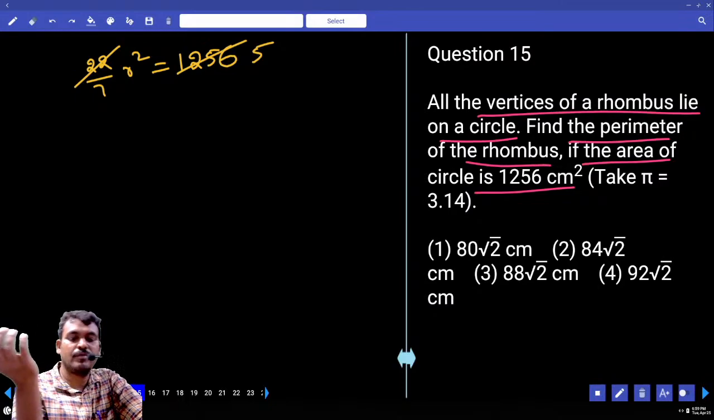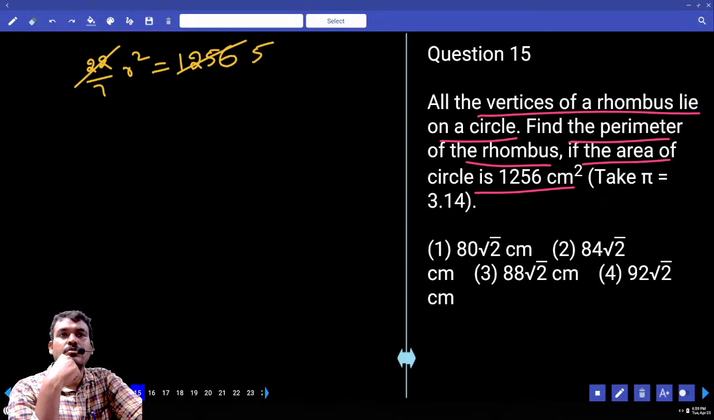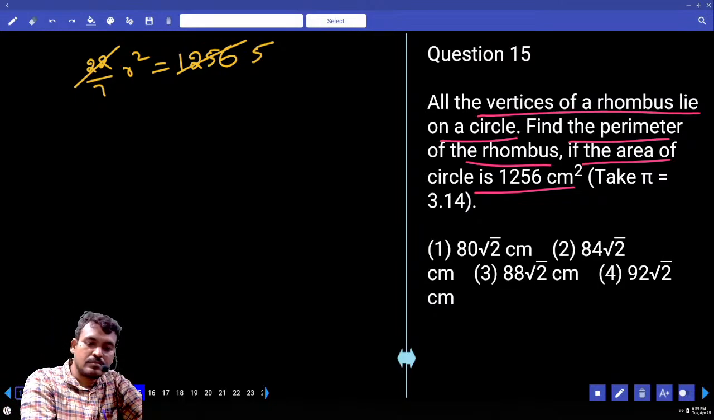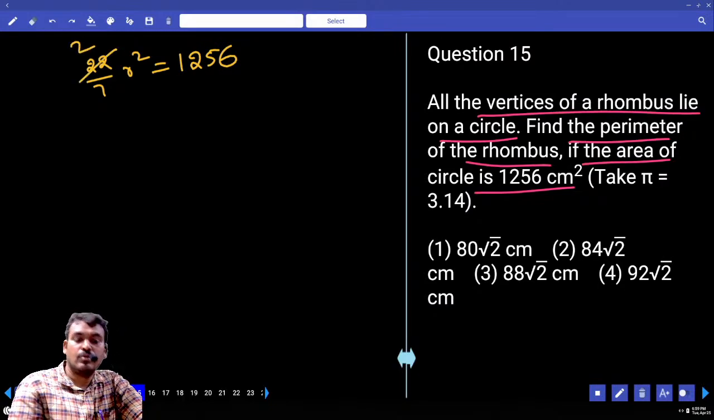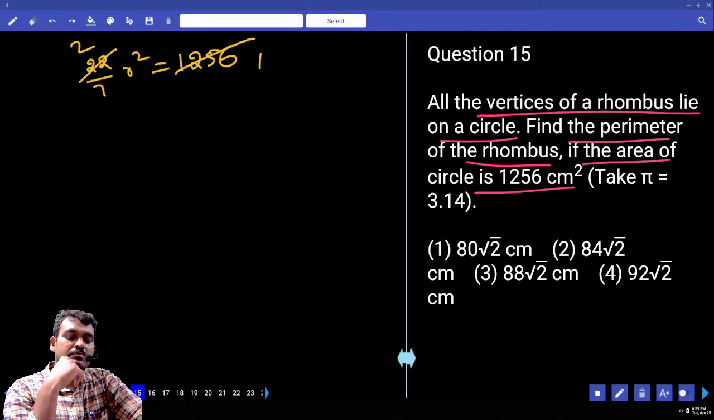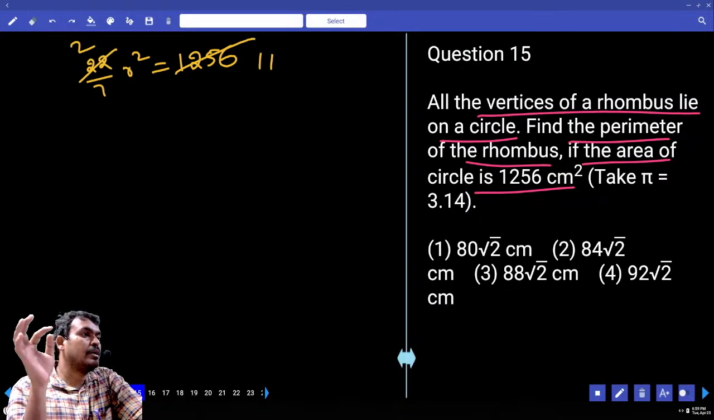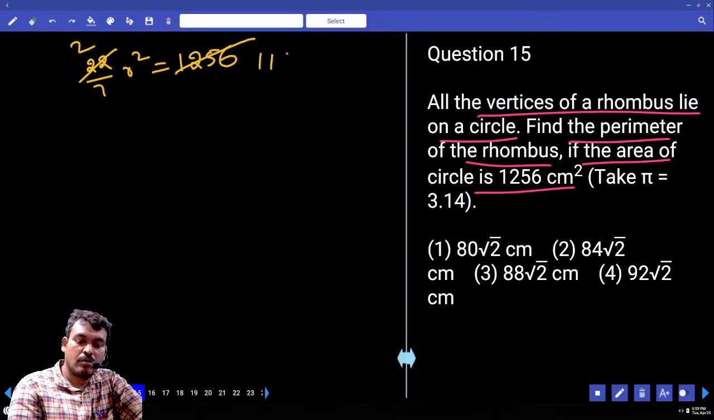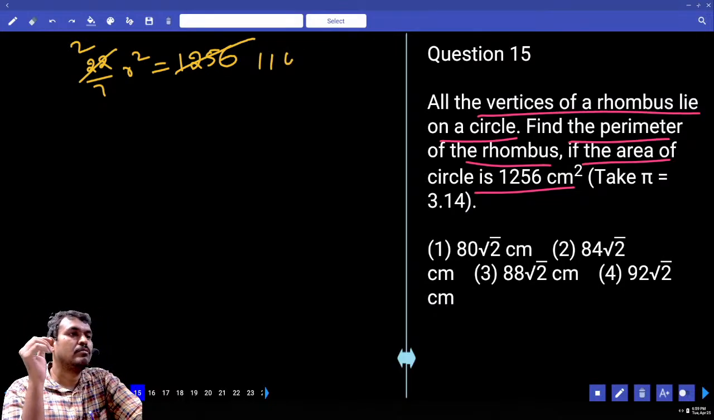156 is exactly divisible by 22. 820 is 160. No. 11 how many times? 2 times. 11 ones 11. What is the remaining? 15. 1 time. What is the remaining? 4. Exactly divisible.